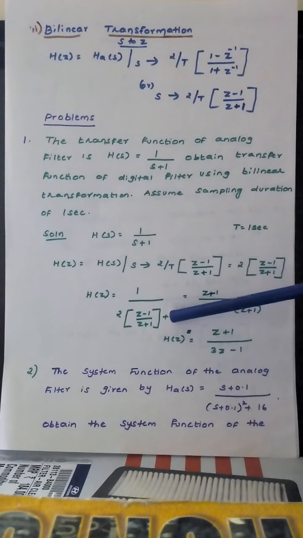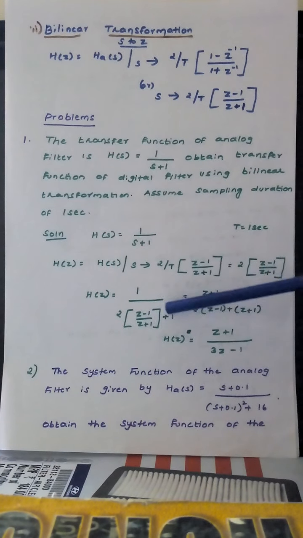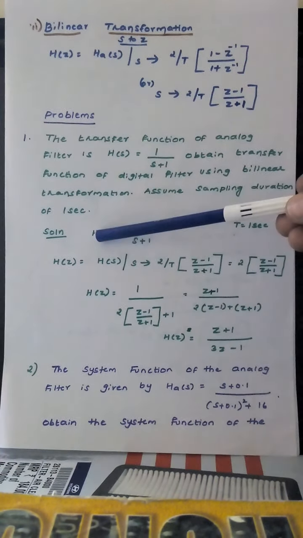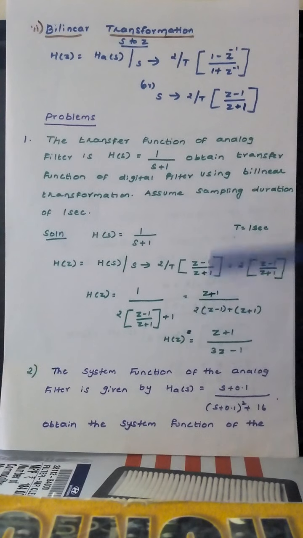So if you cross multiply the term, we'll get [2 into (Z minus 1) plus (Z plus 1)] divided by (Z plus 1). If you bring it to the numerator, we'll get H of Z equal to (Z plus 1) divided by (3Z minus 1). So here we are converting the H of S into H of Z by bilinear transformation.